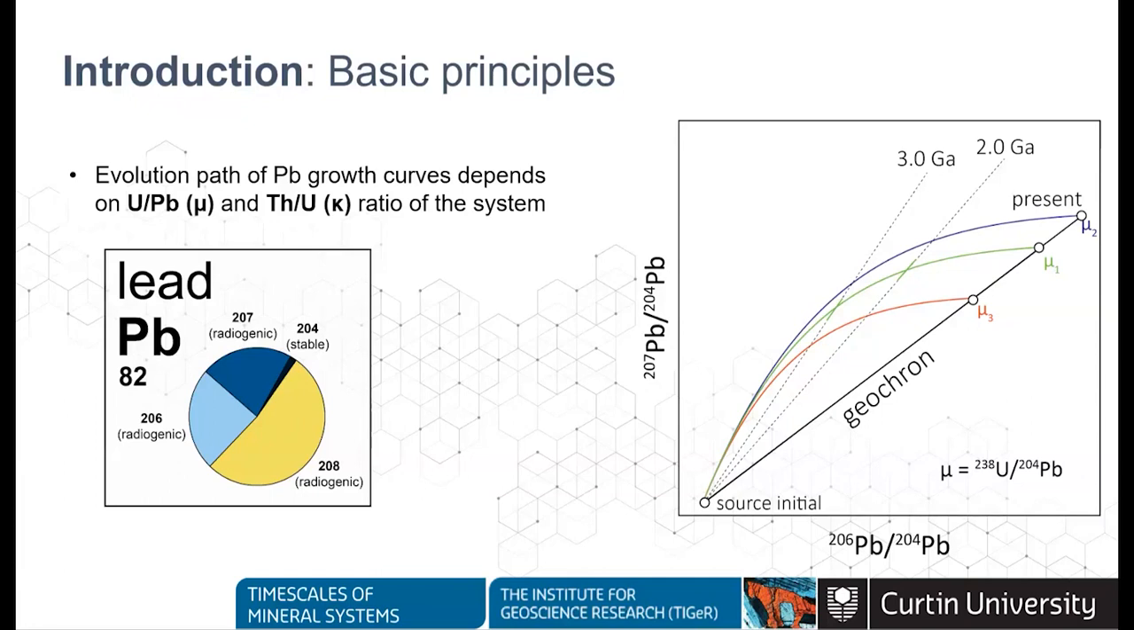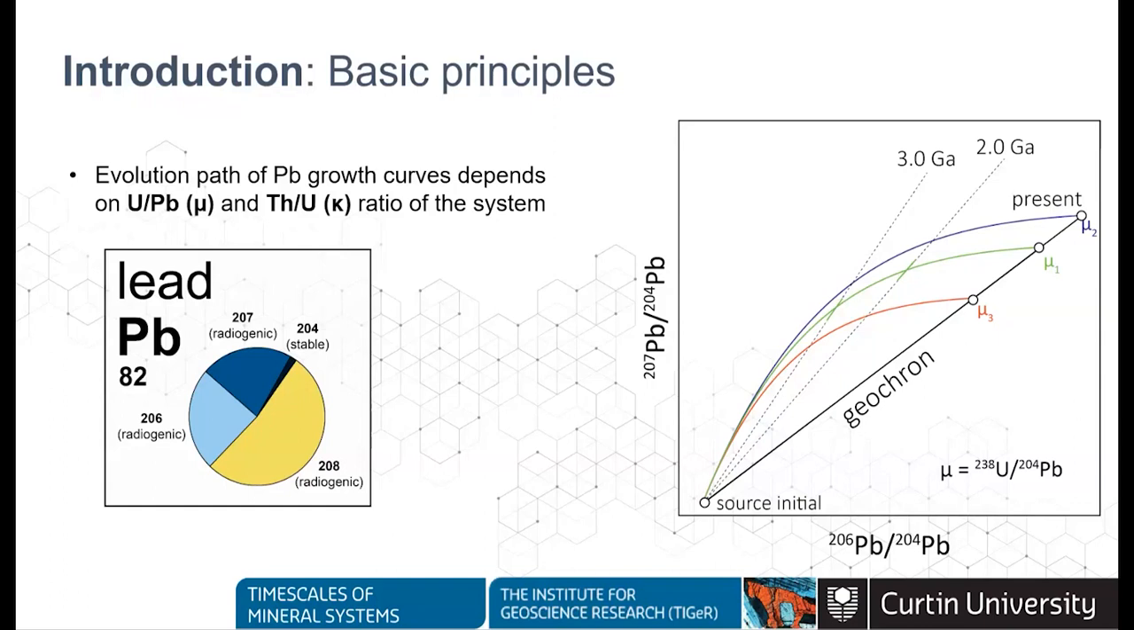If we also look at 208, then of course thorium plays a role as thorium decays to 208 lead. But I will mainly focus on mu and 206/204 versus 207/204 because those are the most commonly used parameters in common or initial lead isotope studies.